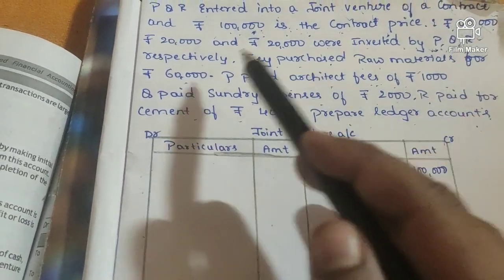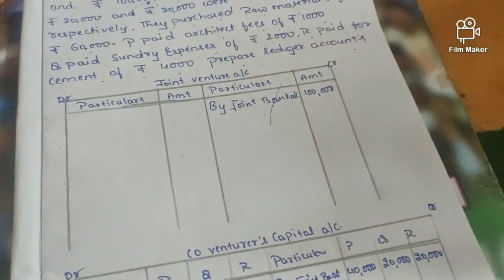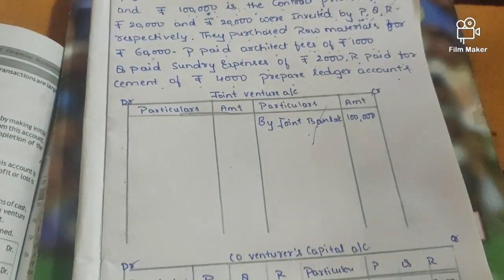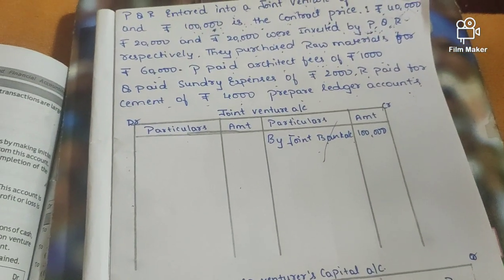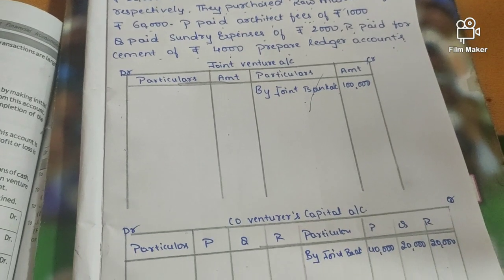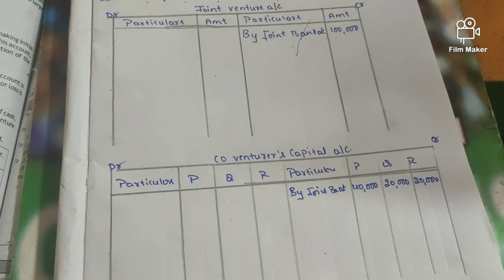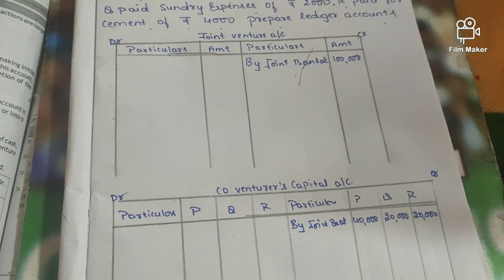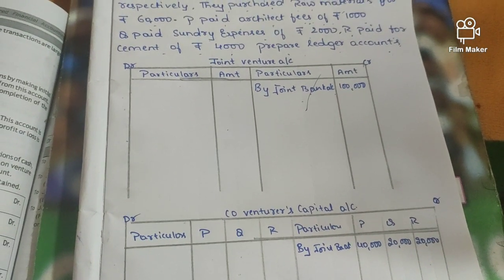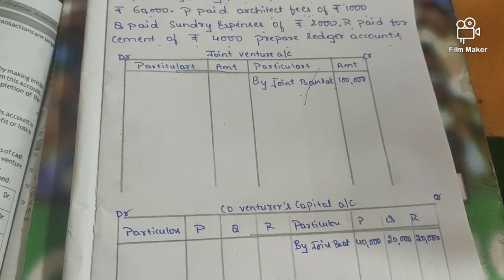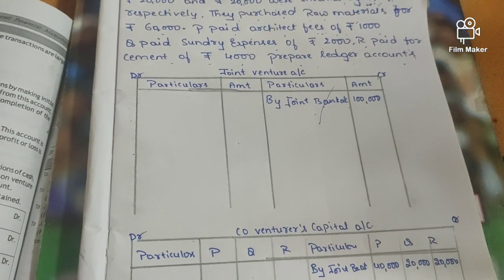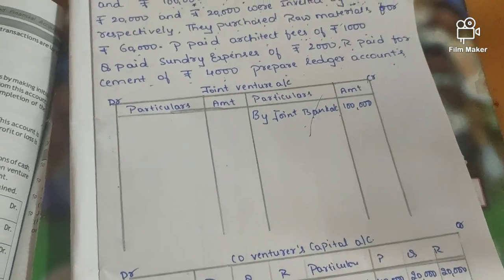They purchase raw materials for rupees 60,000. When they are purchasing the raw materials, what will be the entry? When they are making any purchases, the entry will be joint venture account debit to joint bank account credit. All the co-venturers combinedly are making purchases for the joint venture. The venture is getting the benefit now. So joint venture account debit to joint bank account.